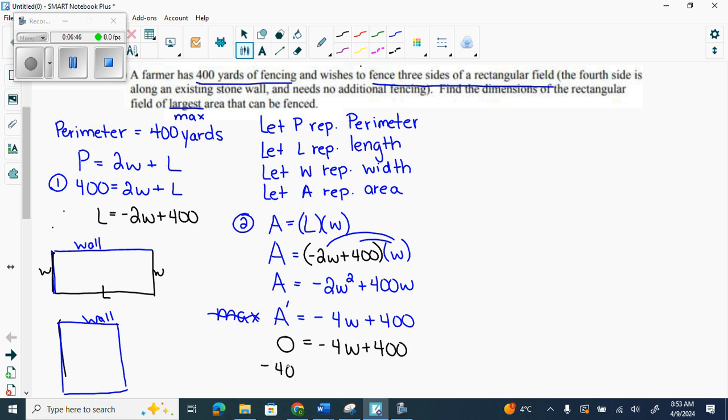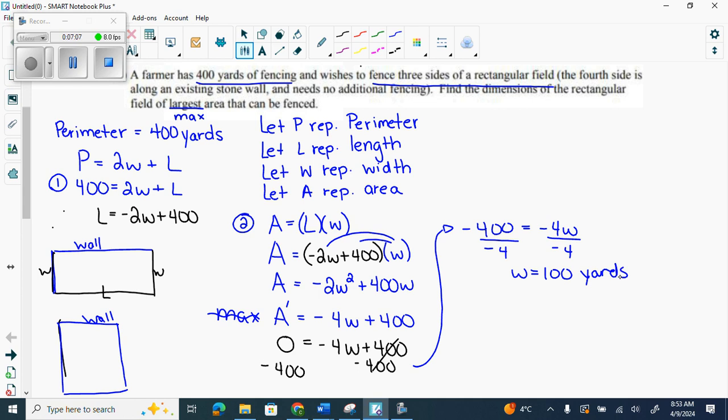Subtract 400. Get negative 400 equals negative 4W. Divide by negative 4. W equals 100 yards. How do I get L? Plug it back in. Plug it back into the original, or the L equals one, which is what I would do. So L equals negative 2 times 100 plus 400, so it equals 200 yards.